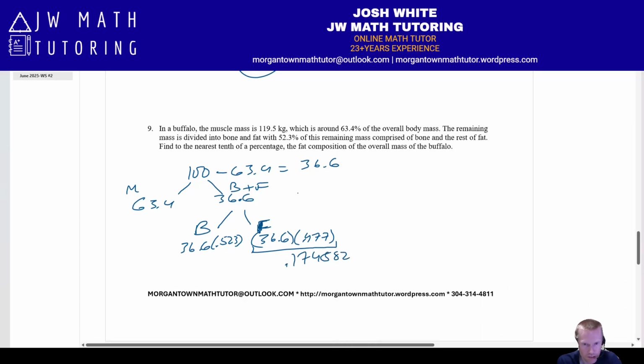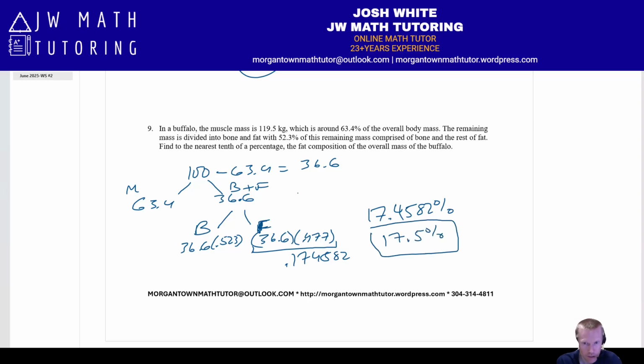Now, we want to report this as a percentage, so technically it would be 17.4582%, but it says find to the nearest tenth of a percentage, so therefore we would round this to 17.5%. And of course, you don't report the percentage sign as your answer. It's just 17.5 is what you type in, but that's the correct answer. This is what I think is the fastest, quickest, easiest way to solve this.